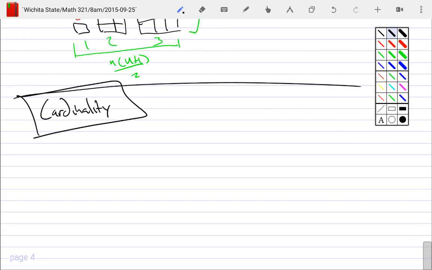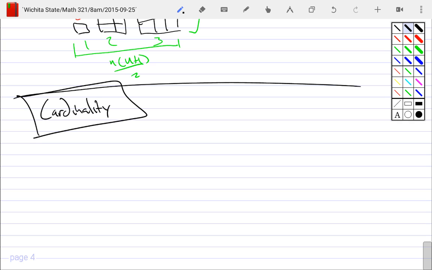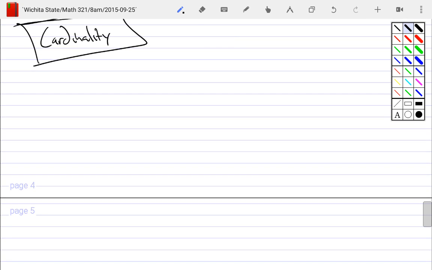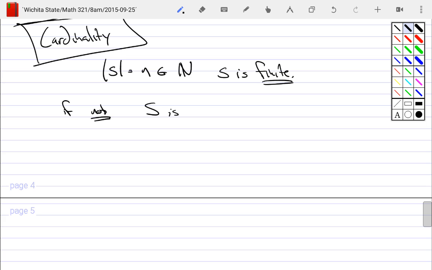We've talked about cardinality before, and we only talked about whether sets are finite or infinite, which is not finite. So we had the cardinality of a set. Say S is equal to N, which happens to be a natural number. Then we would say S is finite. If not, S is called infinite.